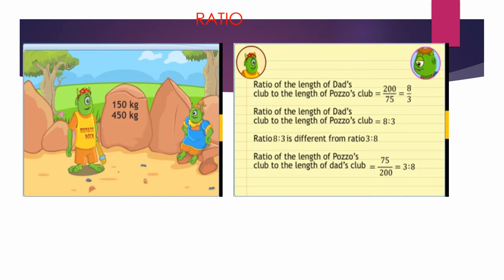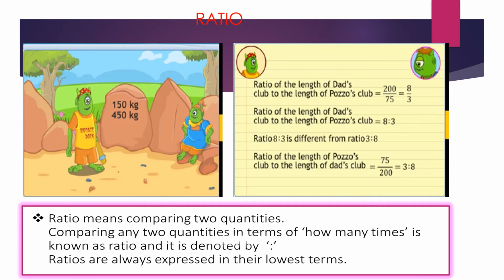I hope all of you understood how to compare two quantities using ratio method. Comparing any two quantities in terms of how many times is known as ratio, and it is denoted by two dots shown here. Ratios are always expressed in their lowest terms.